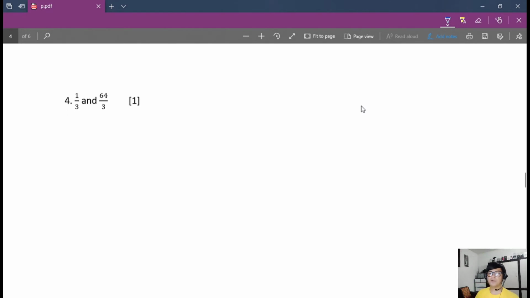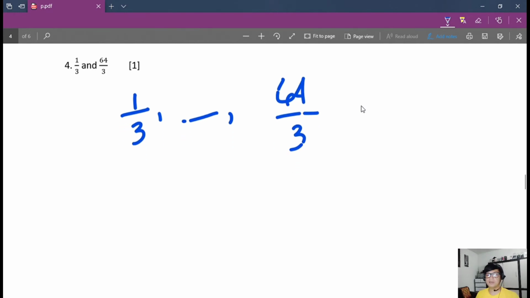So, for number 4, we're going to insert only one arithmetic mean. The first term is 1/3. The second term is missing. Ito lang man ang i-insert natin. So, 64 over 3. So, gagamitin natin yung formula. A sub n is equal to A sub 1 r n minus 1.